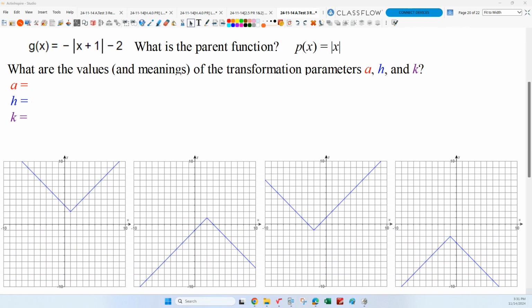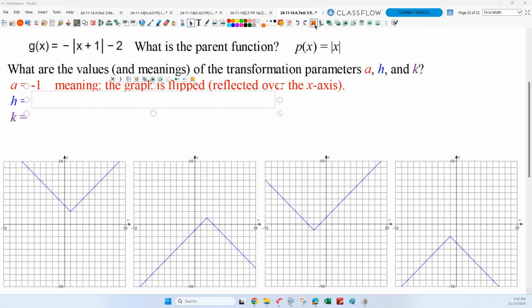Be creative. What's the value of A? Yes, -1. I like it. So -1. Now, what does that mean? It means the V's going this way. Yeah, it gets reflected. Good. So -A means it gets reflected. So it's going down. What's H?